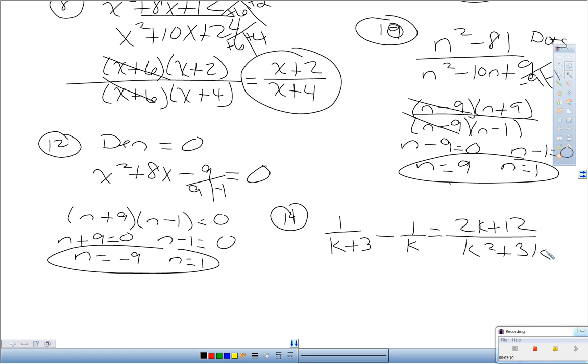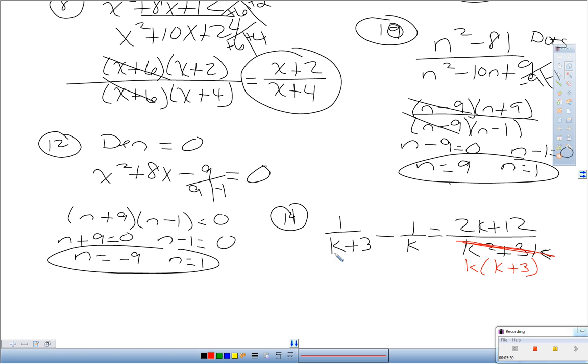Alright, so here's what you're going to do. It wants you to solve this. So what we've got to do is multiply by our whole denominator. First of all, I want you to scratch out this k squared plus 3k and write k times k plus 3, because that's the GCF form of k squared plus 3k.